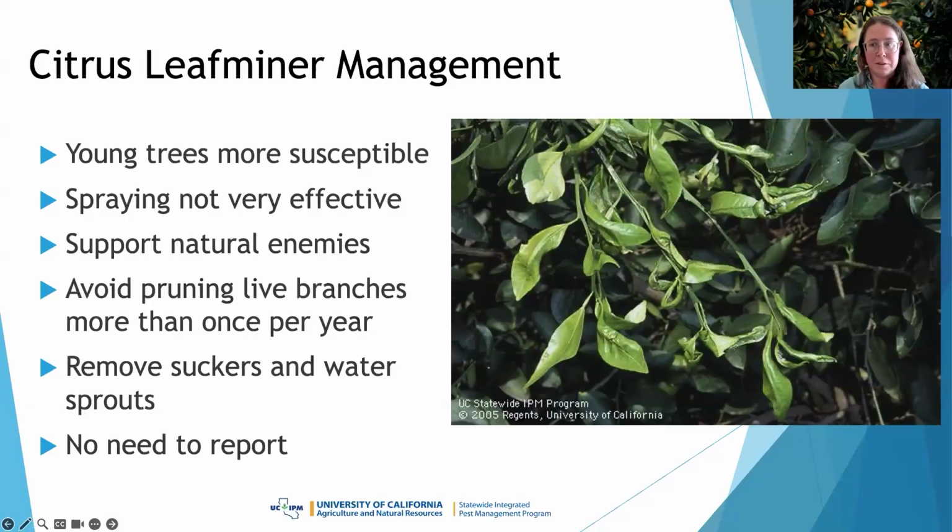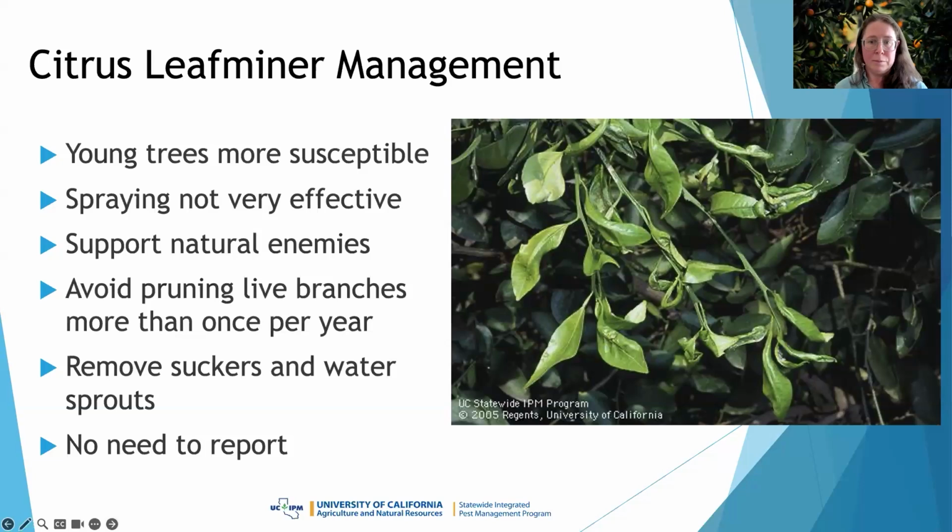And you can support these natural enemy populations by limiting the use of broad spectrum insecticides that can harm them and growing flowering plants that provide habitat for these beneficial insects. Careful pruning can also help control infestations of citrus leaf miner.